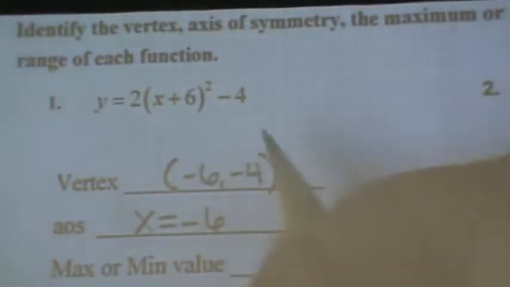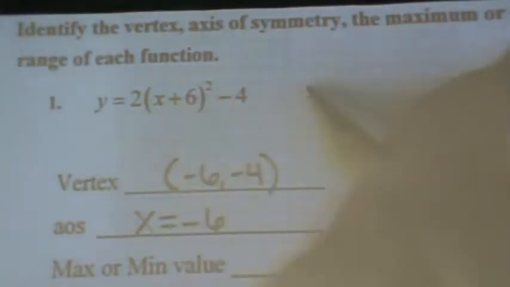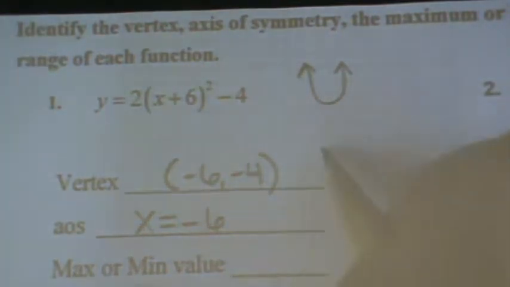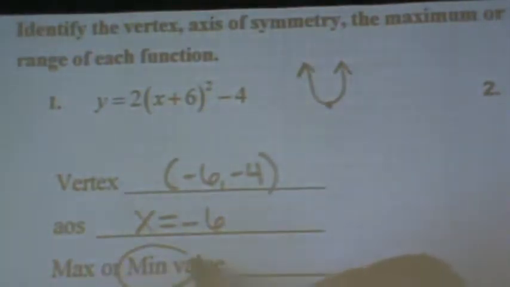If I asked you to find the vertex, and it's in vertex form, everyone should be able to, what is that right there? X equals? -6. That's your axis of symmetry. Your vertex is -6, -4. Now, is this going to be up or down? It's an up parabola. So your vertex is going to be your minimum value, right?